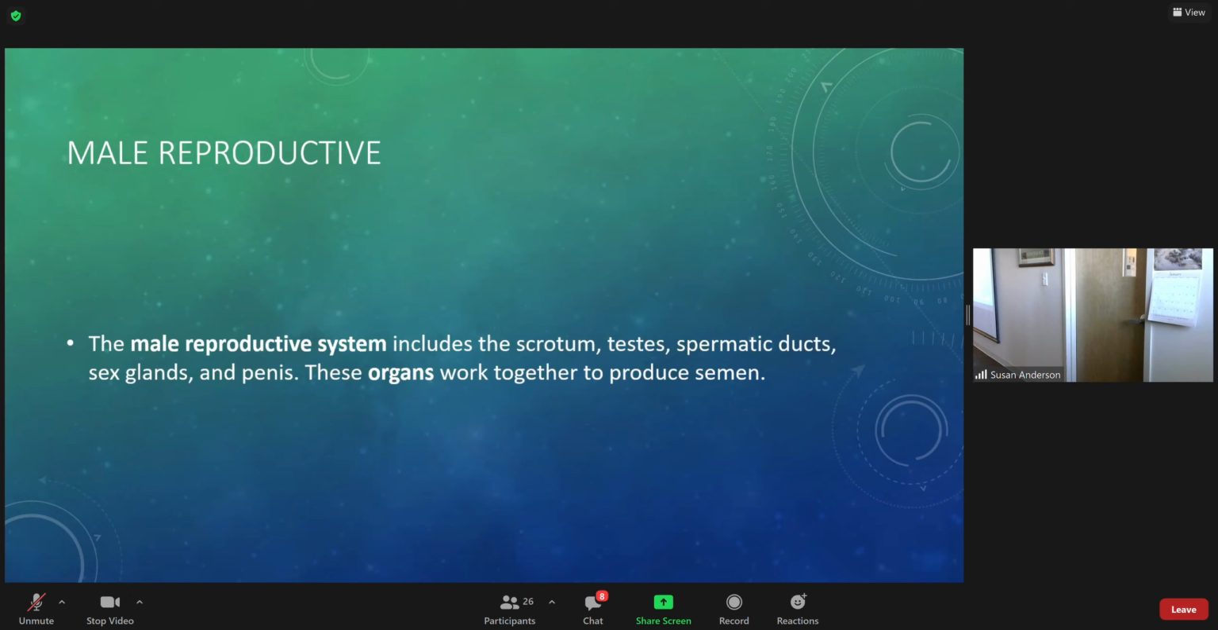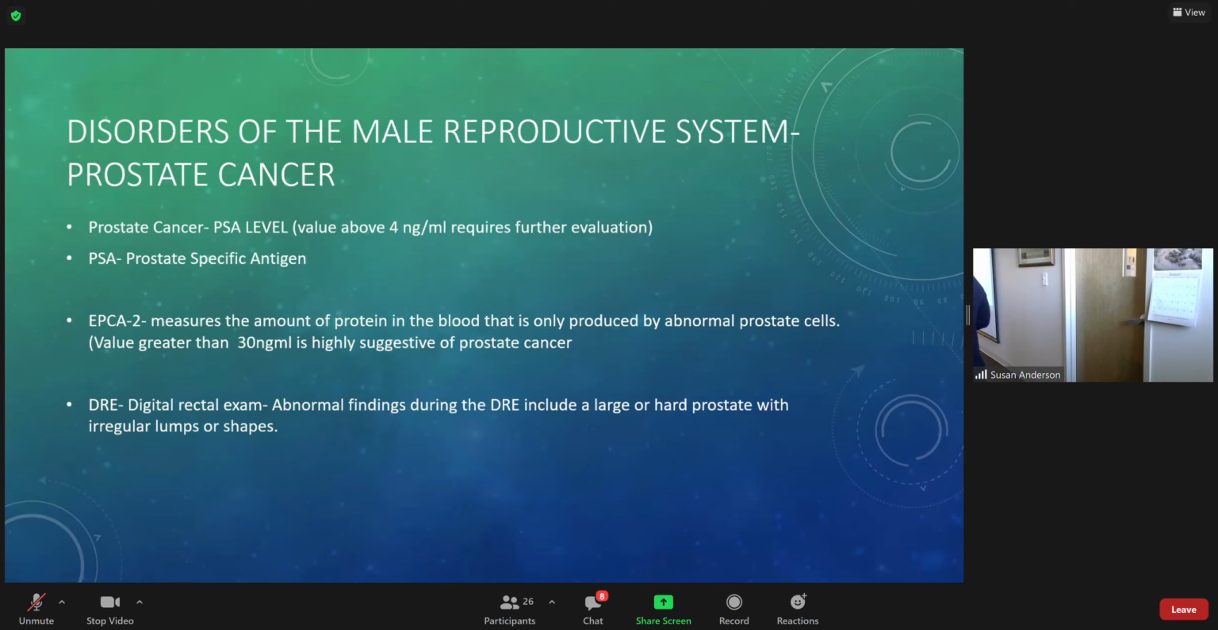Male reproductive system, obviously, here's the parts of it. No female patient has a scrotum. I think we all figured that out by now. Yes, we have sex glands, but they're different, obviously, than the male patient. We already talked about a PSA level. One other level, okay, first off, PSA, where do we want that to be? Less than 4. Less than 4. So there's your magic number.